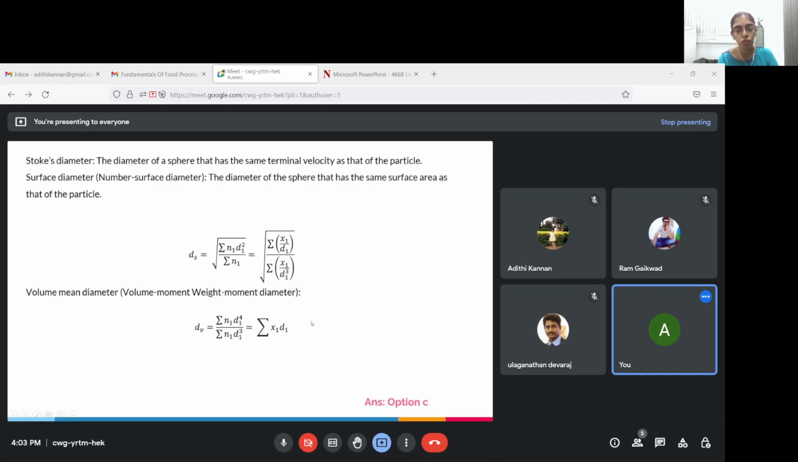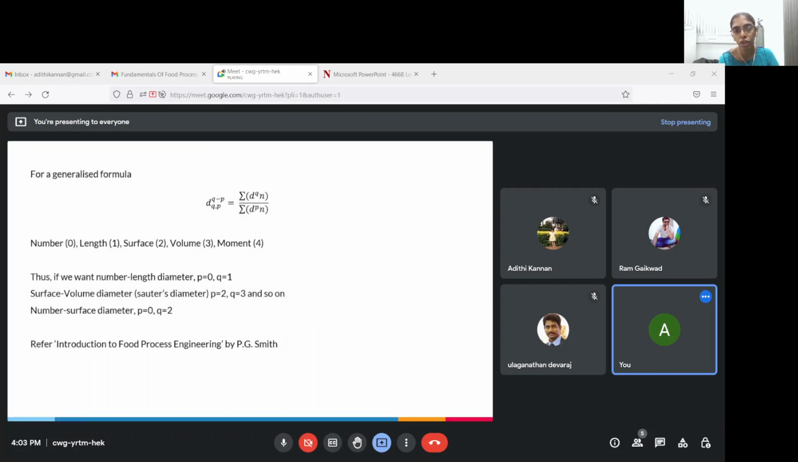Since these are a lot of formulas, there is actually a generalized formula to find out the relation between your diameter and the diameter of each and every particle and the number. So you can give a generalized formula as d q comma p is equal to sigma d to the power q n divided by sigma d to the power p n, where d is the diameter again, n is the number of particles. According to what diameter you are going to find out, your p and q will vary. So for number, p and q will be 0, for length it will be 1, for surface it will be 2, for volume 3 and moment 4.